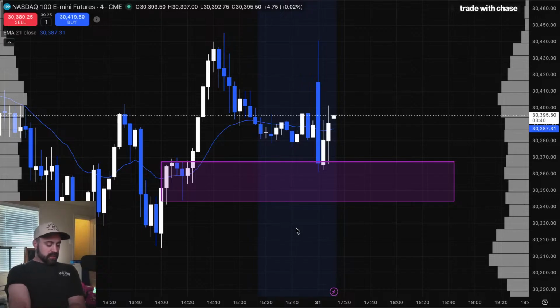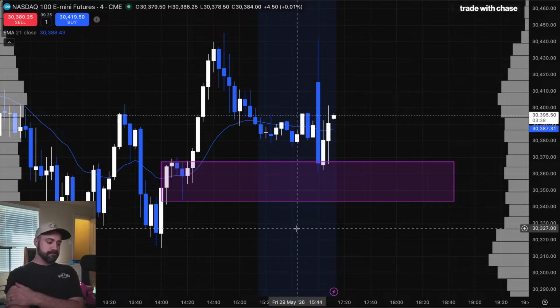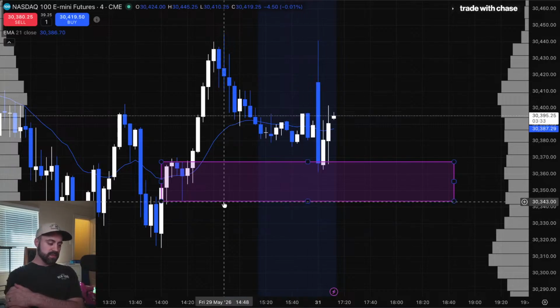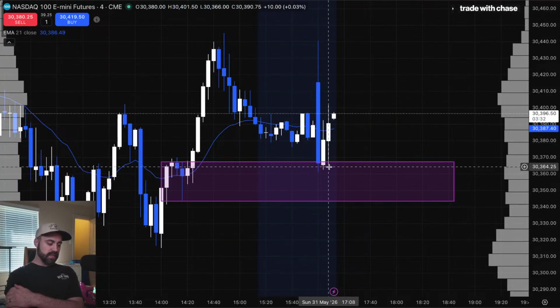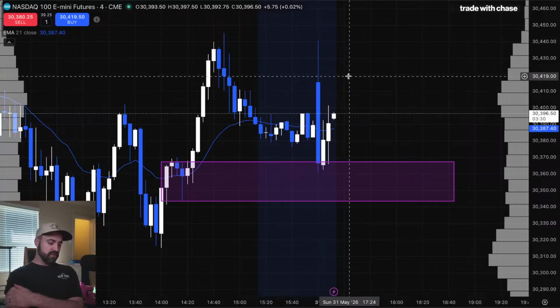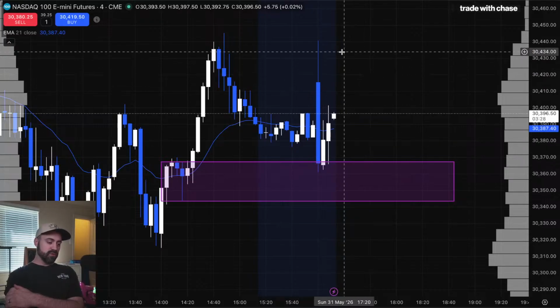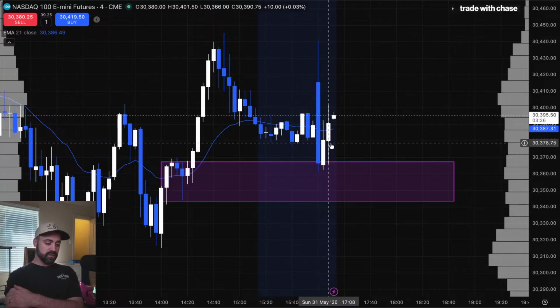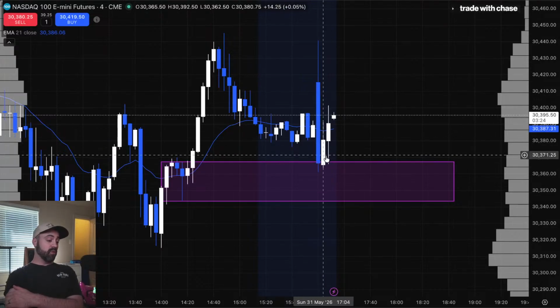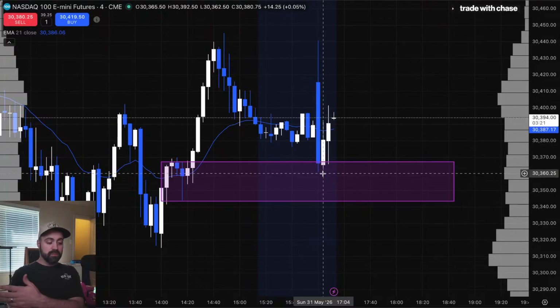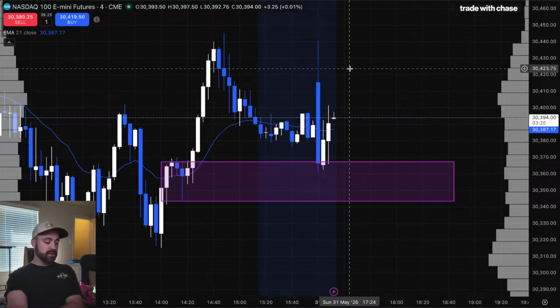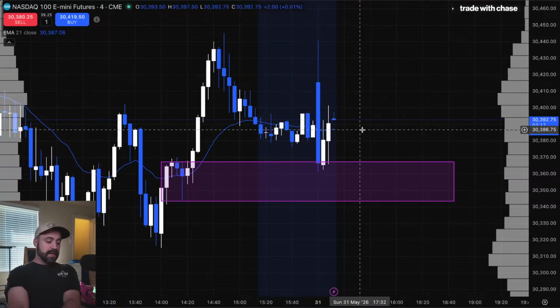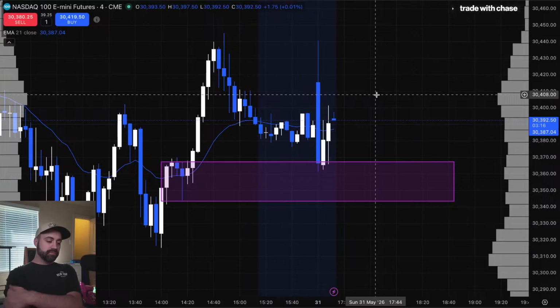For a while I switched to just taking base hits. I would have taken this trade, but instead of trying to go to the most recent high or something like that, I would have just looked for X amount of points, or say $200, just to get a tiny bit of the move.